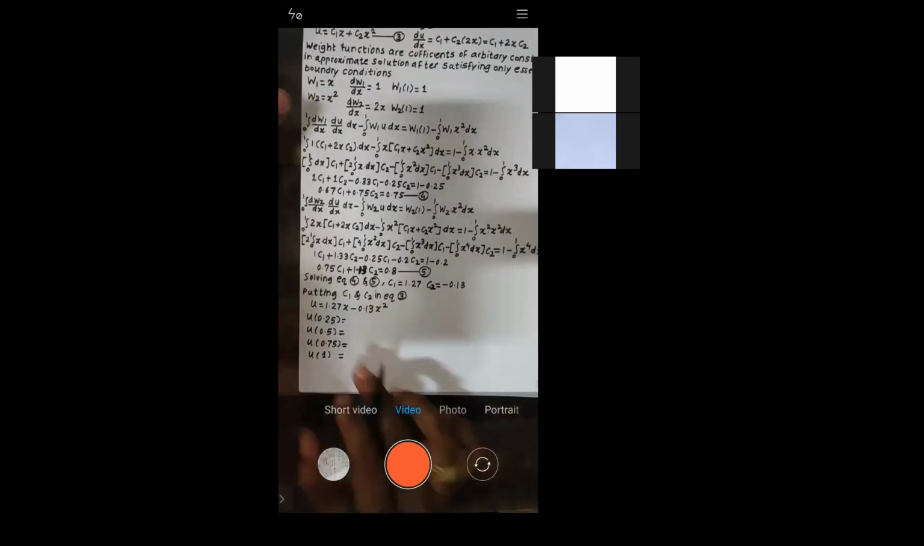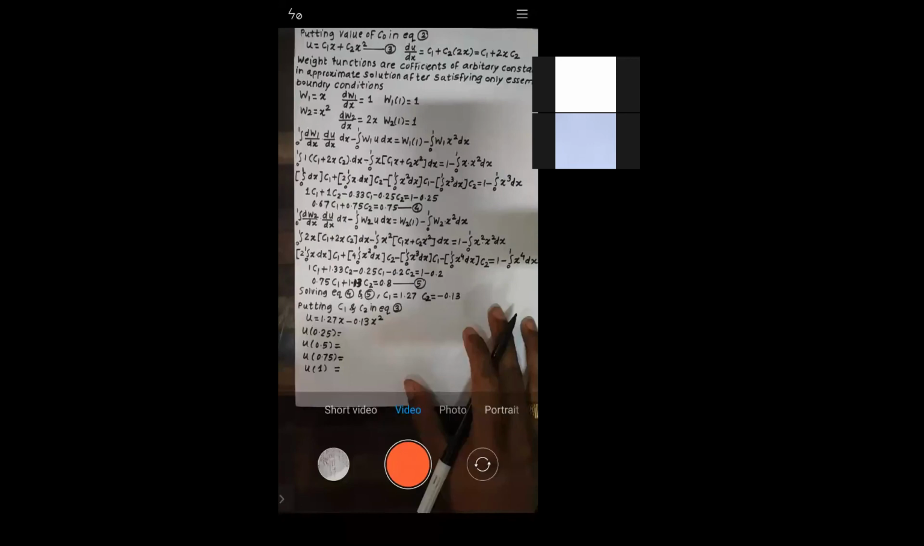So if you compare the answers by all the methods, you can see the answers of exact, then collocation, Galerkin, least square, subdomain, and this Rayleigh-Ritz method. Okay, they will be approximately same.